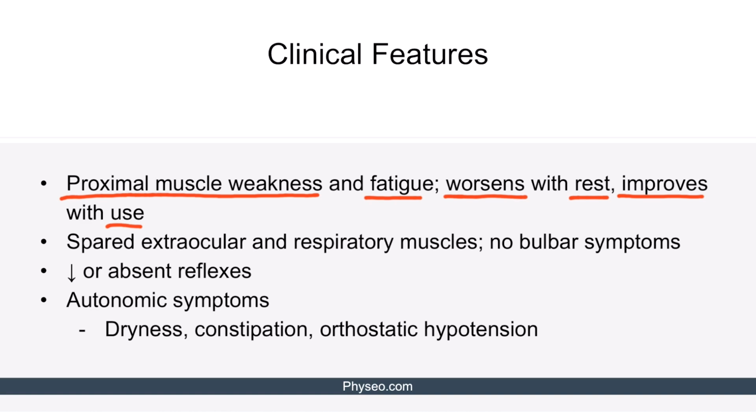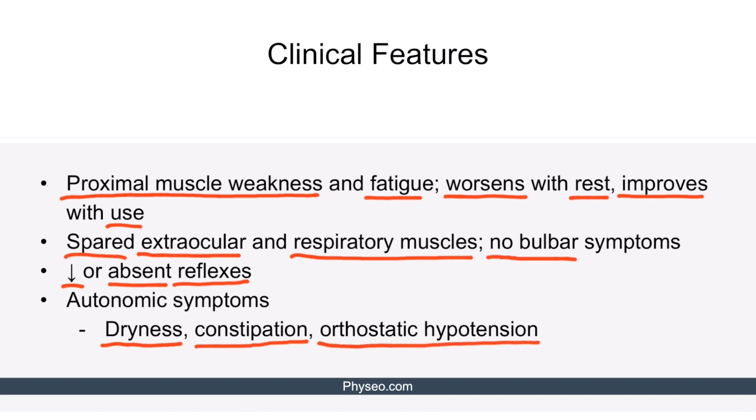Lambert-Eaton myasthenic syndrome does not involve the eye muscles and extraocular muscles, and the respiratory muscles are spared. There are also no associated bulbar symptoms like we saw in myasthenia gravis. The reflexes can be decreased or absent. Often, autonomic symptoms such as dryness, constipation, and orthostatic hypotension can also be present, which is not the case in myasthenia gravis.